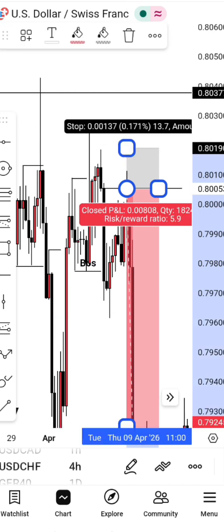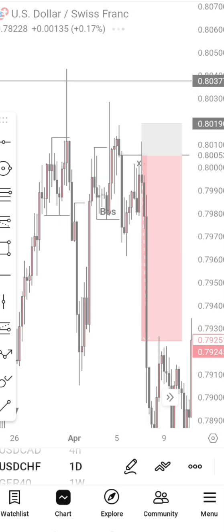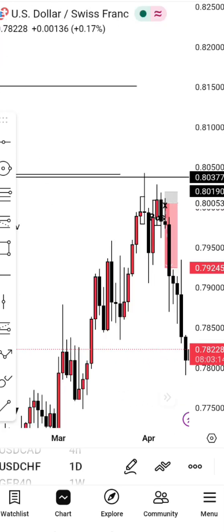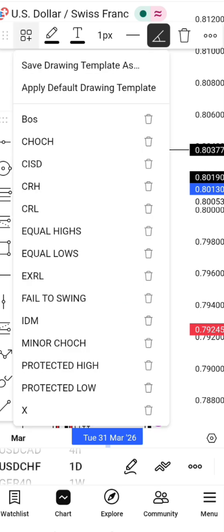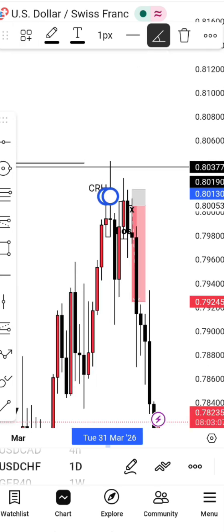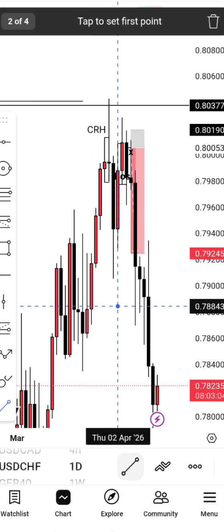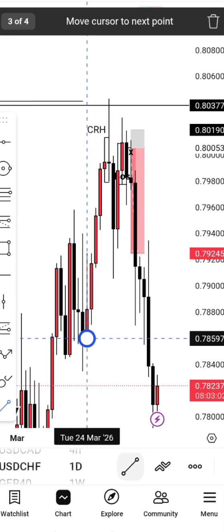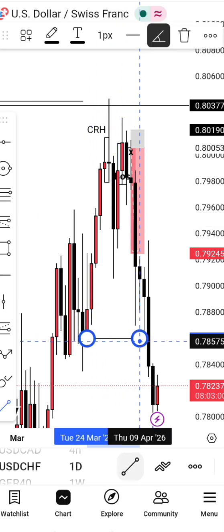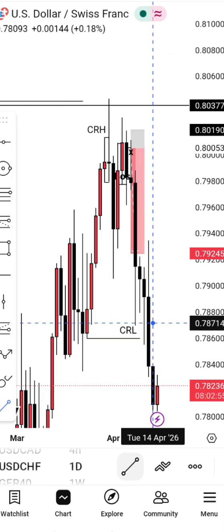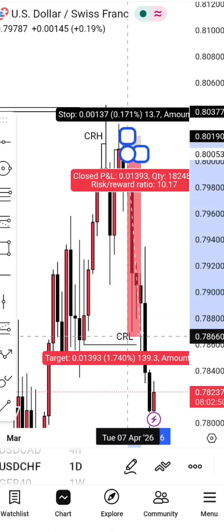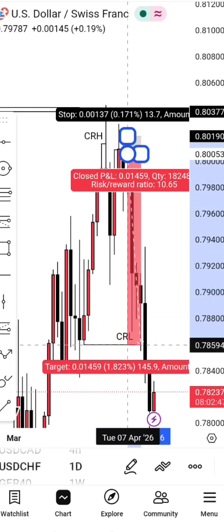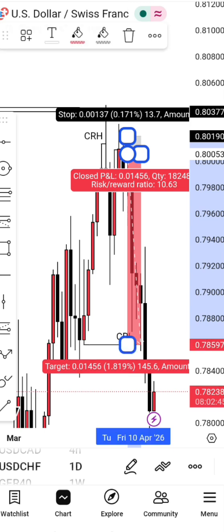On the daily time frame, we had this high taken, giving us our candle range high, and this as our candle range low. So these are the candle range lows. So this was where my target went to. This was where my target was.